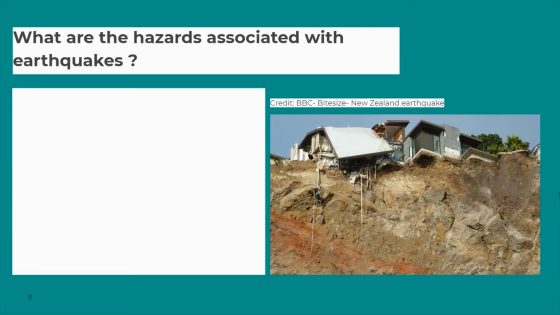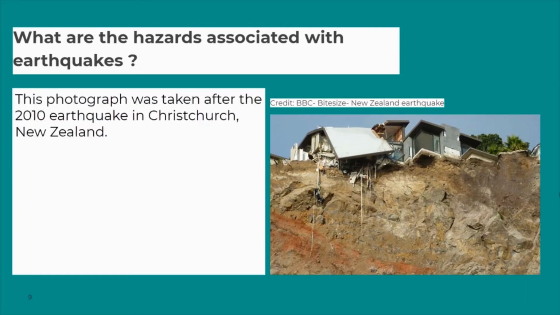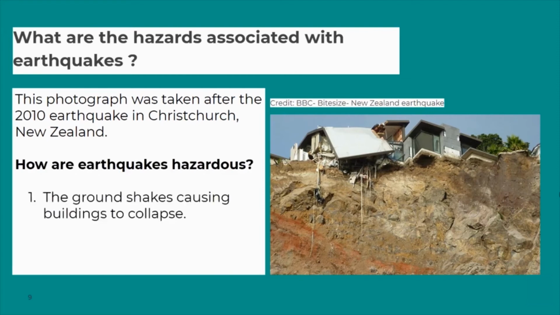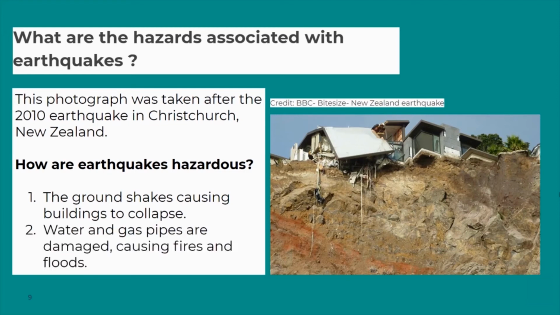Okay, so I'm hoping some of you are saying, well, the building's collapsed, the roof has collapsed. If you have, you are absolutely spot on. So this photograph was actually taken after the 2010 earthquake, which took place in Christchurch in New Zealand. And the earthquakes are hazardous because the ground shakes, causing buildings to collapse. And often water and gas pipes can get damaged, which causes fire and floods. Now, there are lots of other reasons why earthquakes are hazardous, but those are the key two.